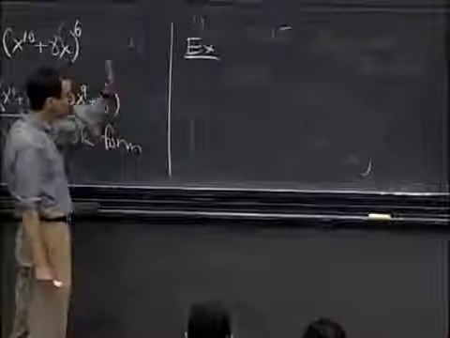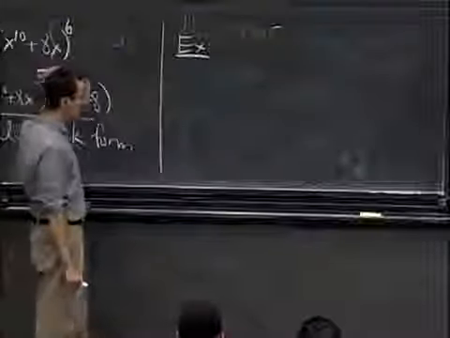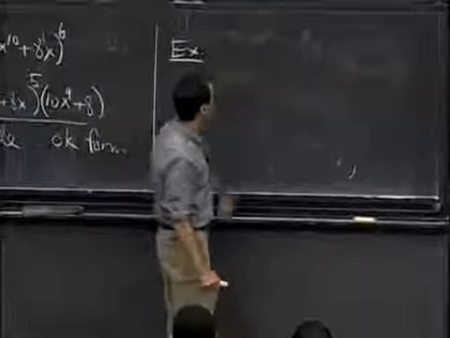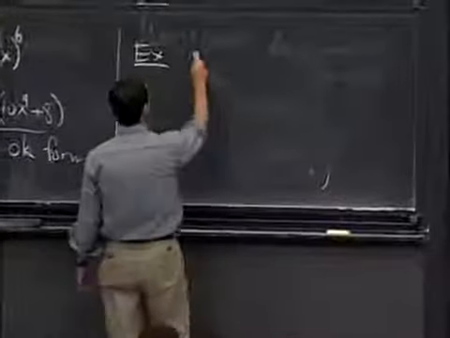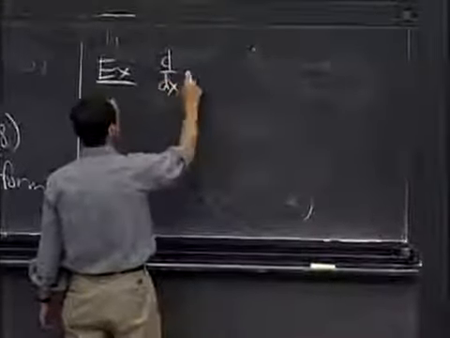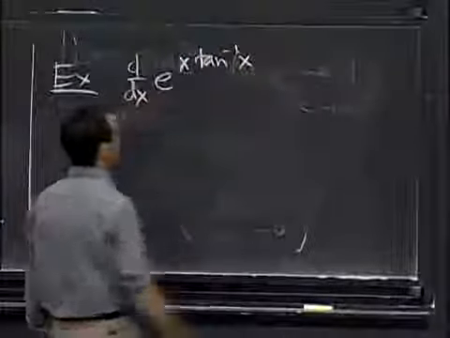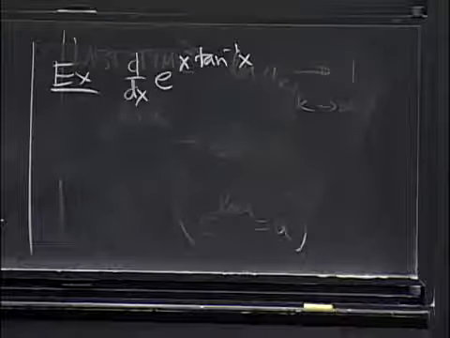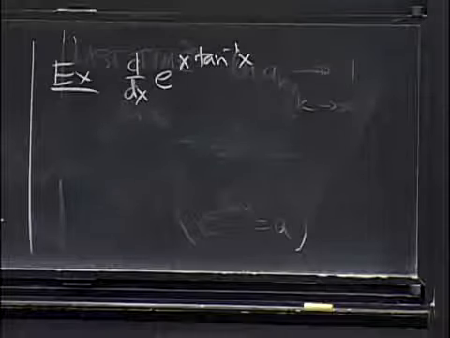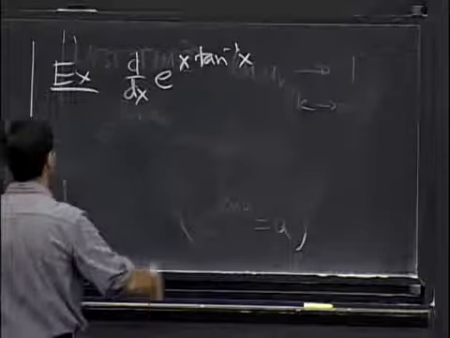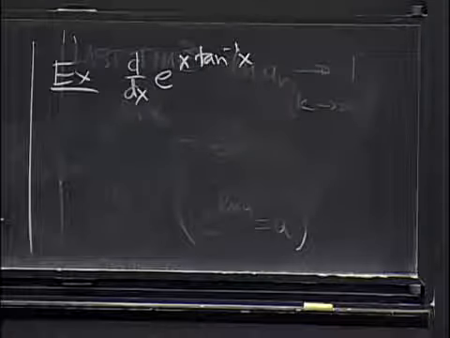So the last example that I'd like to write down is the one that I promised you in the first lecture, namely to differentiate e to the x arctangent of x. Basically, you're supposed to be able to differentiate any function. So this is the one that we mentioned at the beginning. So here it is. Let's do it.